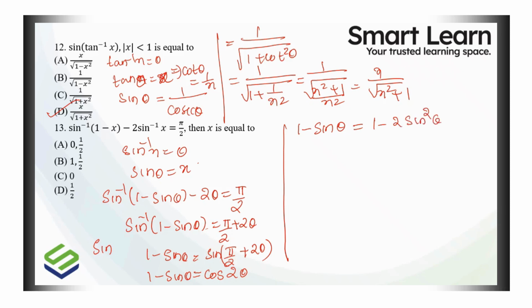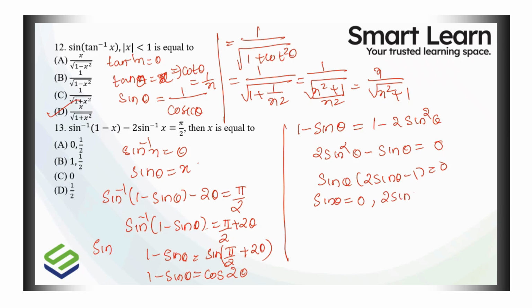So when you arrange this, what will you get? 2 sine square theta I am bringing to this side. So 2 sine square theta minus sine theta is equal to 1 minus 1, which is 0. Here I can take sine theta common. So it will come 2 sine theta minus 1 equal to 0. So either sine theta will be 0 or 2 sine theta equal to 1, so sine theta equal to 1 by 2. Sine theta is x, so x can be 0 or 1 by 2. But here you have to check the validity, because there are 3 options like this.